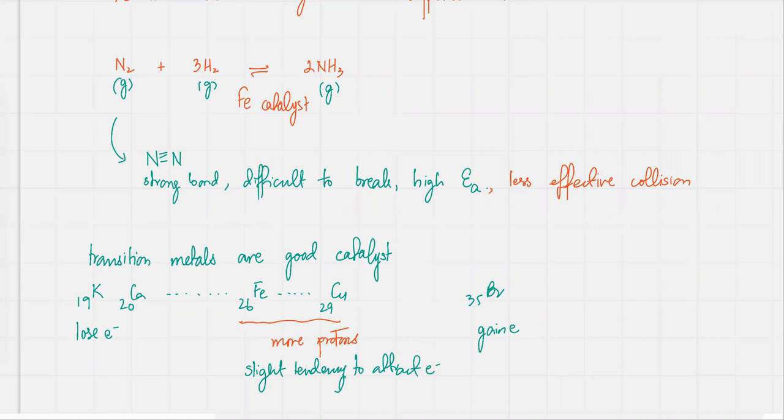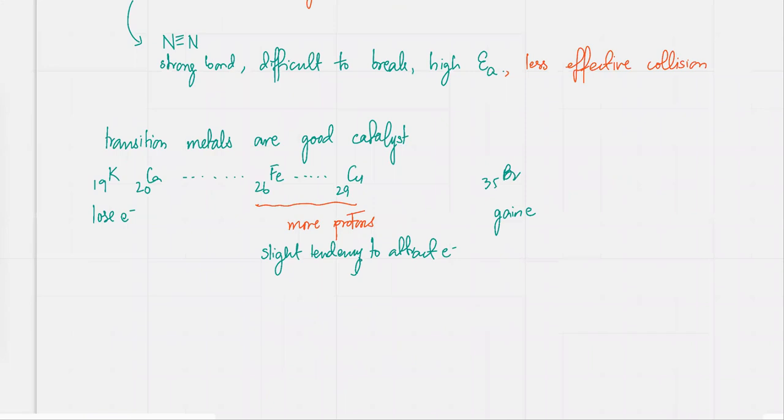Is this point clear? Yes. So they have a very slight attraction, not like non-metals. Non-metals have a pretty strong tendency to attract electrons, and they instead gain electrons. Transition metals just have this very tiny, slight attraction for electrons.